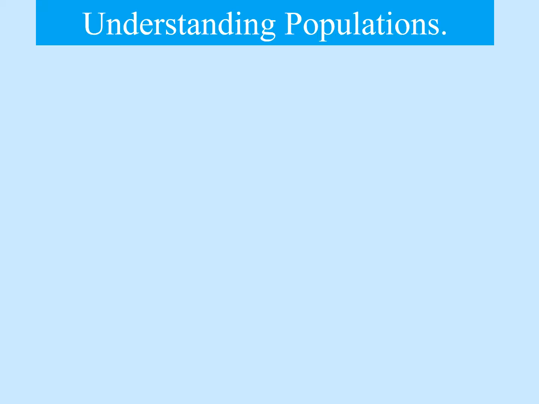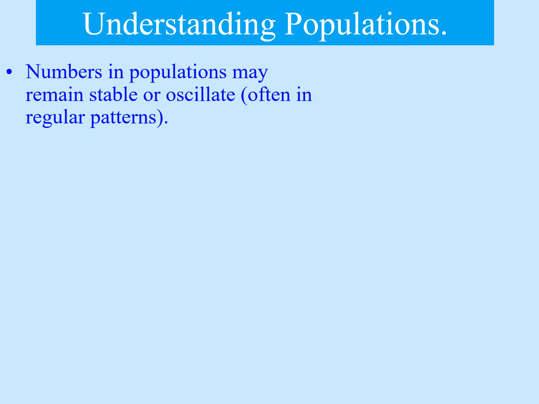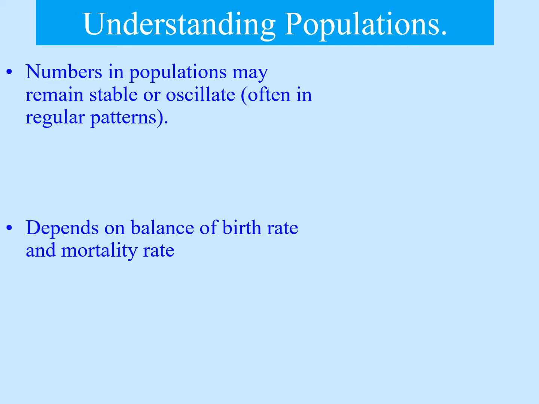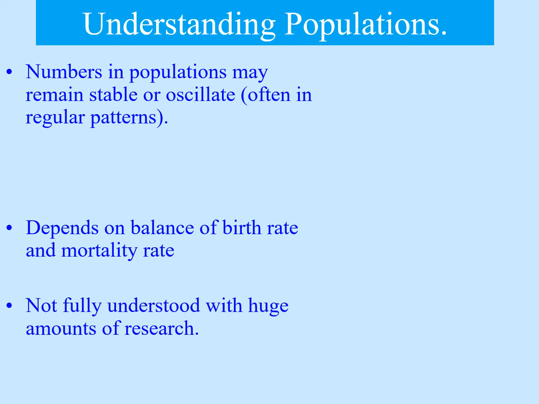Now, when we talk about understanding populations, we need to remember that populations are not a stable thing, they're dynamic. What that means is they generally oscillate. They might stay relatively stable, but overall they will oscillate. And this will depend on the balance of birth rate to mortality rate. Obviously if you're talking about bacteria, the word birth rate probably isn't the most appropriate, so you might say the cell division rate compared to mortality rate.